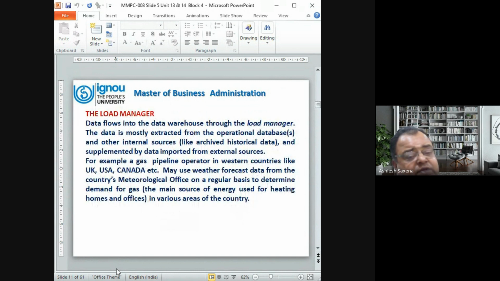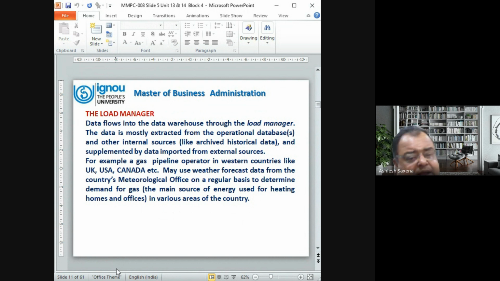Then the question is, what is the load manager? Data flows into the data warehouse through the load manager. The data is mostly extracted from the operational databases and other internal sources like archived historical data, and supplemented by data imported from external sources.